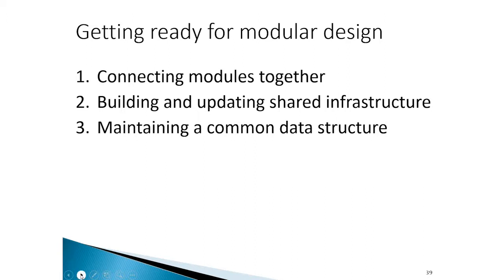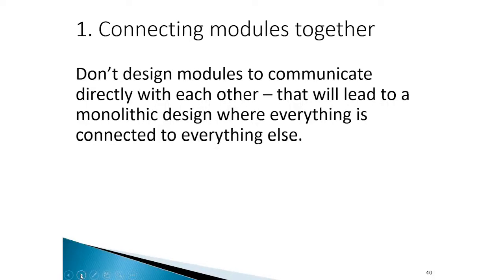For the first point, connecting modules together. One big thing about modular design is that you're going to instantly lose the benefits of modular design if your modules communicate directly with each other. And this was a concept that I spent some time on with the management team in California, helping them to understand. If we design a system of different modules that each do their own job and then they communicate directly to each other, then that is going to lead, again, to a more or less monolithic design where everything is connected to everything else. You're going to still end up with the same tangle. So moving on to the next slide.